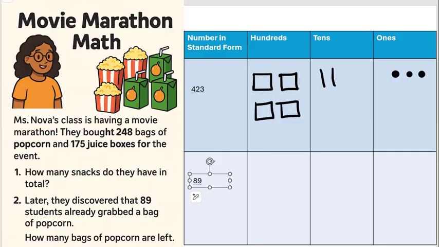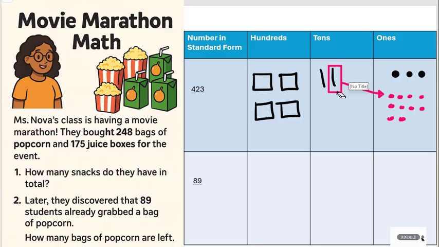What should I do? Could I do something similar to what I did with my addition problem? Absolutely. This is where I'm going to regroup. I'm going to go to the tens place. I'm taking away 1 of those tens. When I take away that 10, I'm going to break it apart into 10 ones. So here I have 1, 2, 3, 4, 5, 6, 7, 8, 9, 10. And don't forget, now that I've moved my tens from the tens place and broke it apart into the ones place, I now have to erase it and get rid of it.